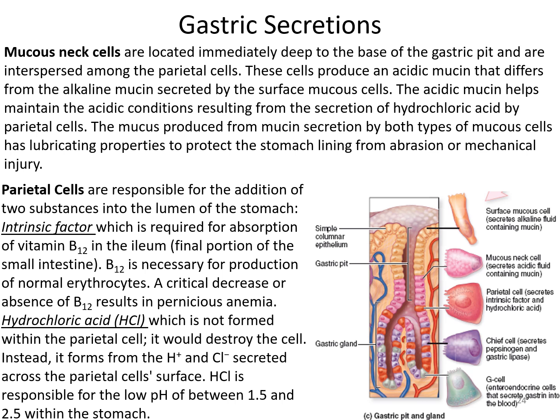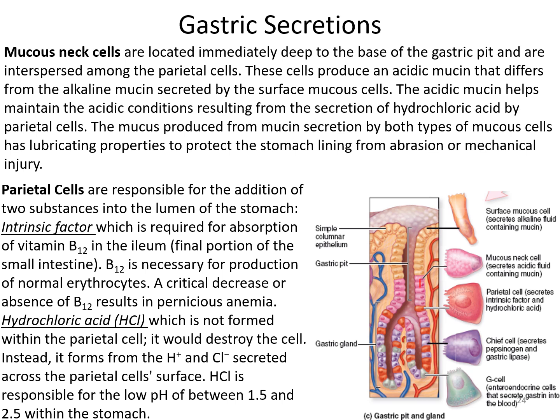The next cells are known as mucus neck cells, located just deep to the base of the gastric pit, and they're kind of interspersed among what are called the parietal cells. The mucus neck cells produce an acidic mucin, so it's a little bit different from the other mucin that was alkaline. The acidic mucin helps to maintain the acidic conditions resulting from the secretion of the hydrochloric acid that we're going to see from the parietal cells. The mucus produced from both types of mucus cells has lubricating properties, so it helps to lubricate that surface of the stomach lining.